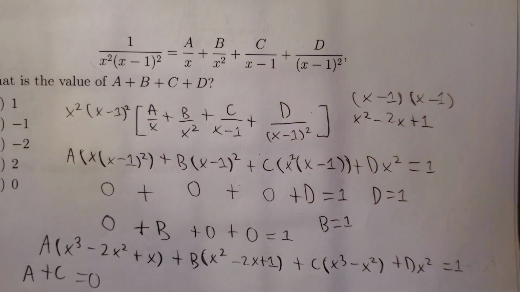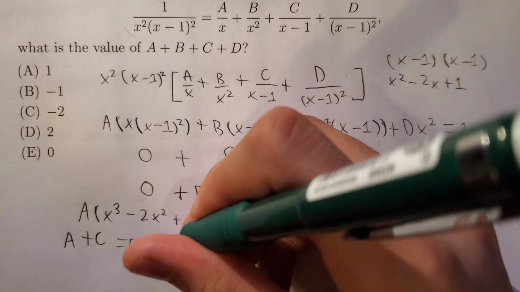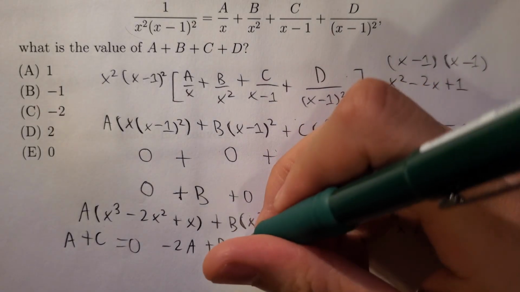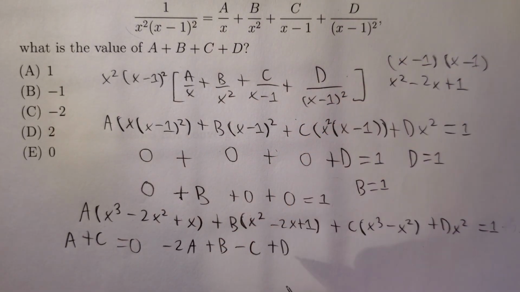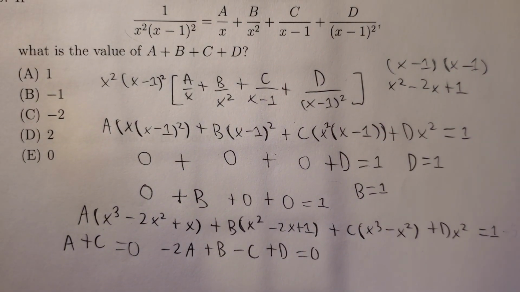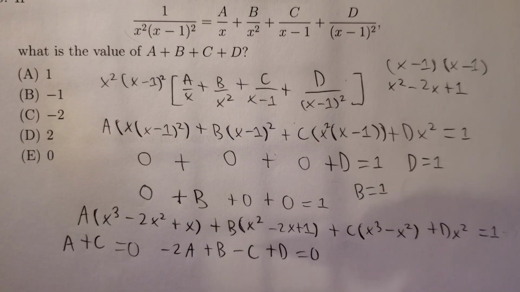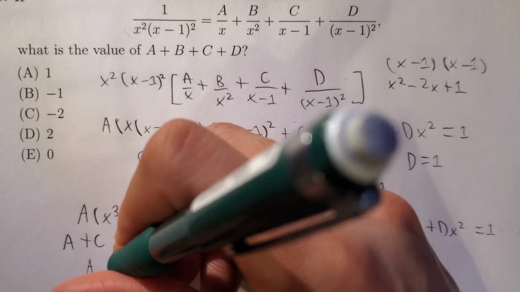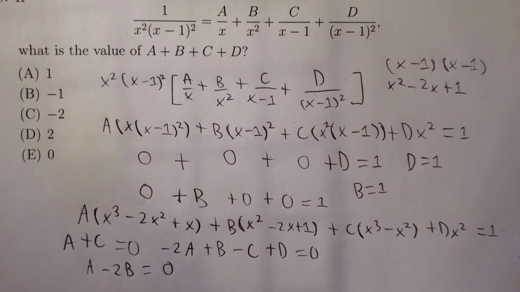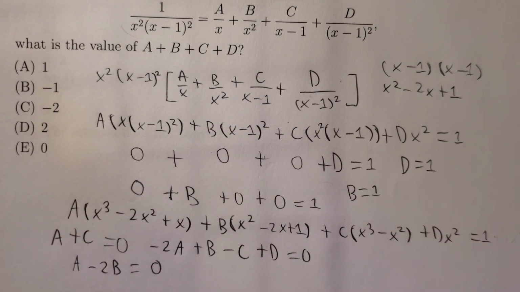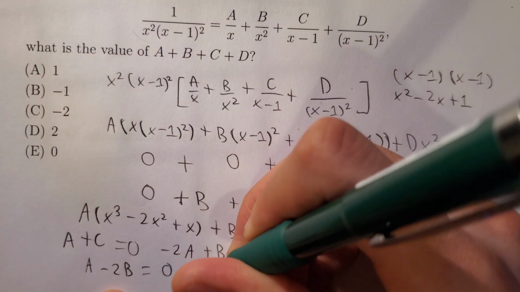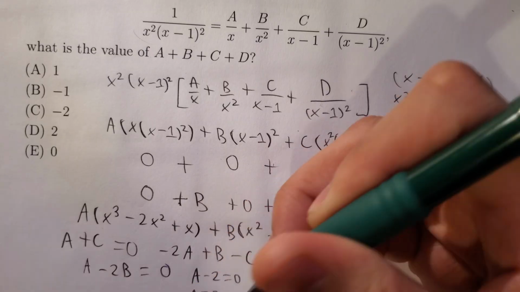And so then I'm going to do the same thing, but for the x squared term. So we end up with negative 2a plus b minus c plus d is equal to 0 as well, because there's no x squared term on the other side. And then I'm going to do the same thing for the x terms. So we end up with a minus 2b equals 0, because there's no x term on the other side. And then the cool thing about this one is we can find out a from this because we know what b is. We know that b is equal to 1, so we end up with a minus 2 is equal to 0, so we know that a equals 2.